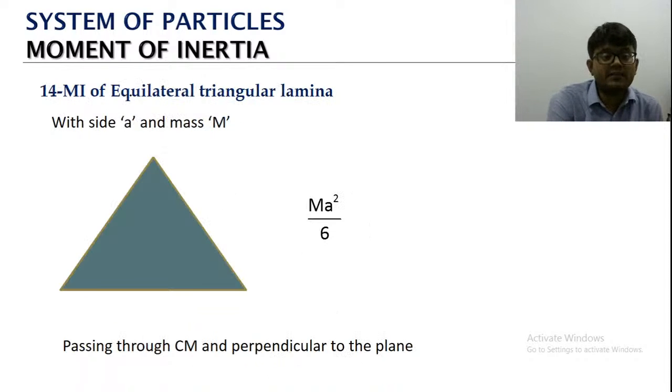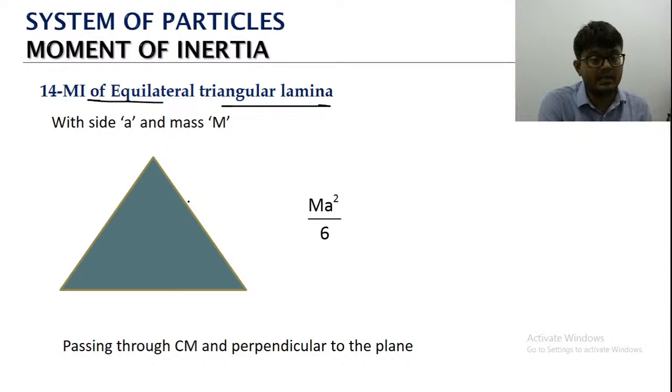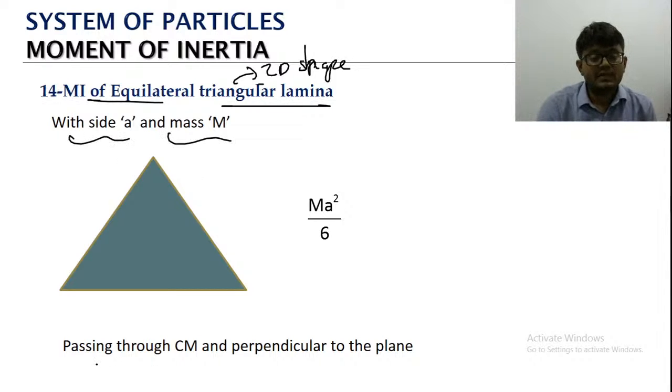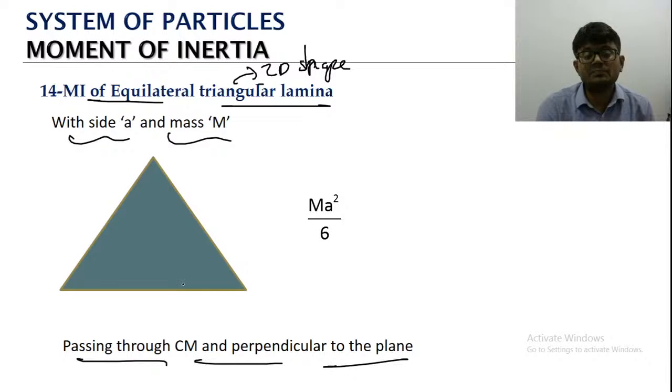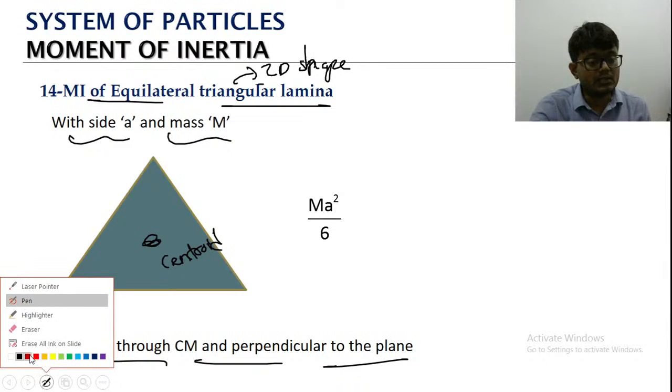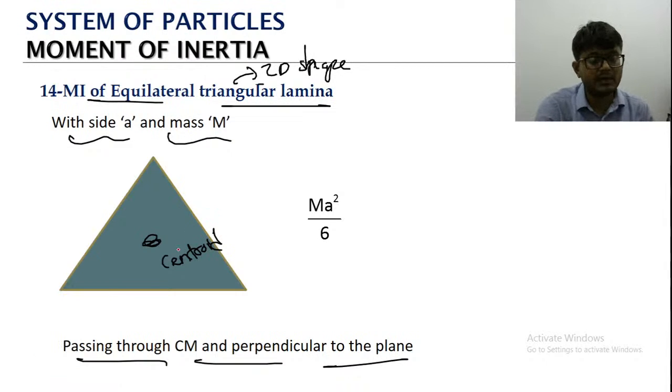Next we have the moment of inertia of the equilateral triangular lamina. This is a 2D shape with side A and mass M. For this, choose the axis passing through the center of mass, which is the centroid, and perpendicular to the plane. So how should we take the axis? It should pass through the centroid or center of mass and be perpendicular to the plane.